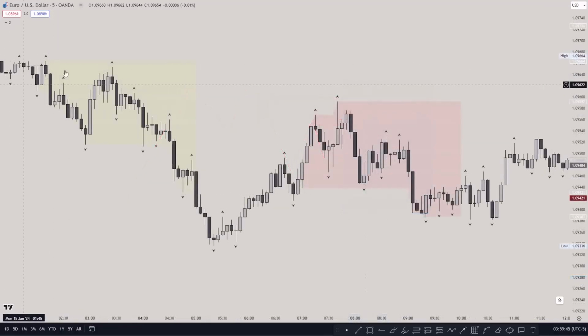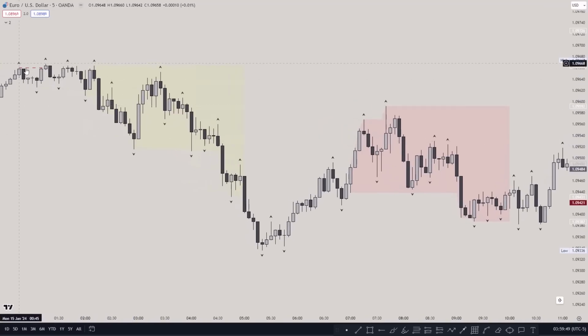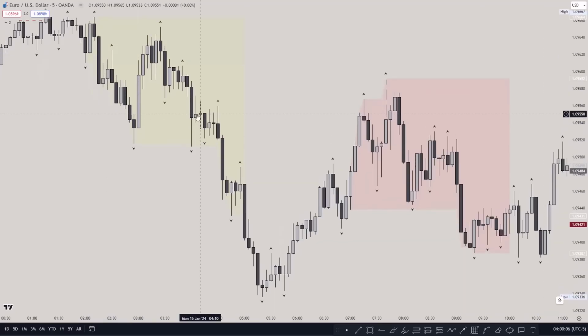Now, you guys remember this entry right here that we took on the second type, where we have the overlapping. So we had the sweep, we had the change of character, we had the overlapping. We could use the body in this case, and we enter from here. Price goes all the way here. If you went break even in this case, you would be stopped out. Why? Because price came back again into the fair value gap, and then the real move starts. So you'd be stopped out here, and you'd miss the rest of the move.